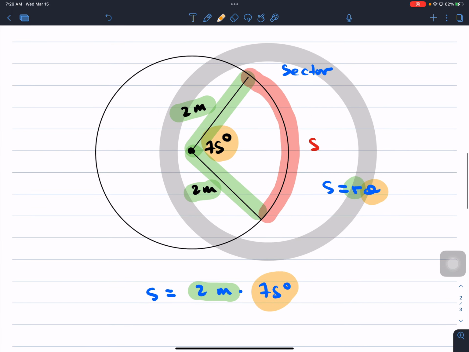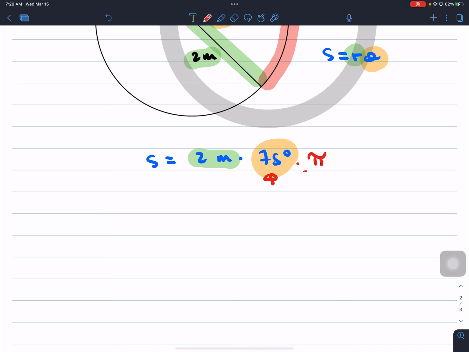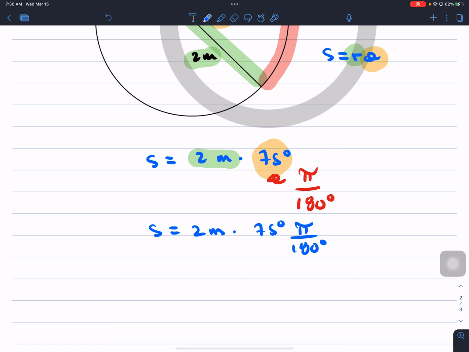What do you remember you must do? Convert. You got to convert. Now you say, how do I convert this, Mr. Judge? You know what I would do? I would just say multiply it by pi over 180 degrees. And then that's going to give you arc length. S equals 2 meters, 75 degrees, pi over 180 degrees.